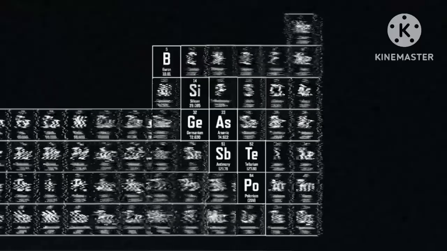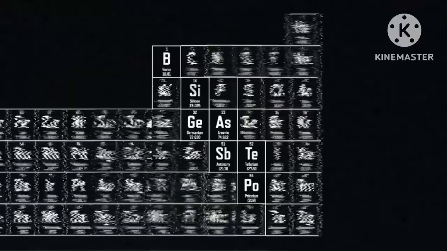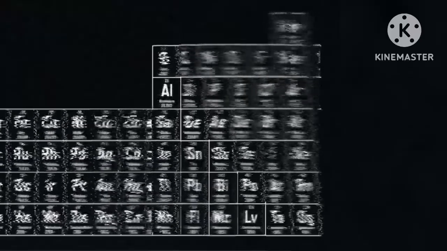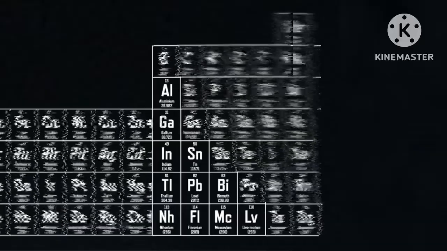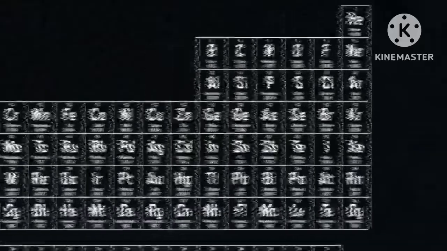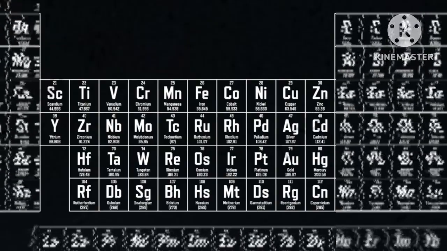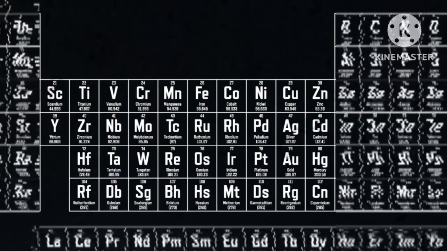And then the group that contains aluminum, gallium, lead, and bismuth, those are the other metals, which are okay. And then the big block in the center, those are called the transition metals, which transition from the alkali metals to the noble gases.